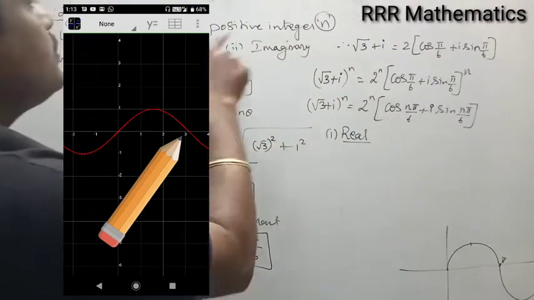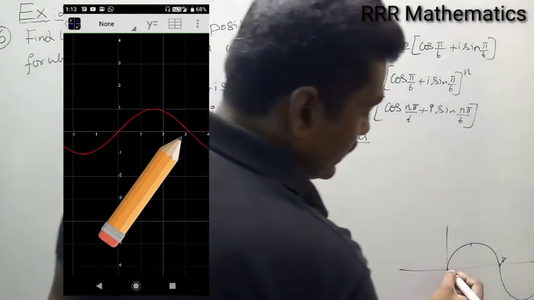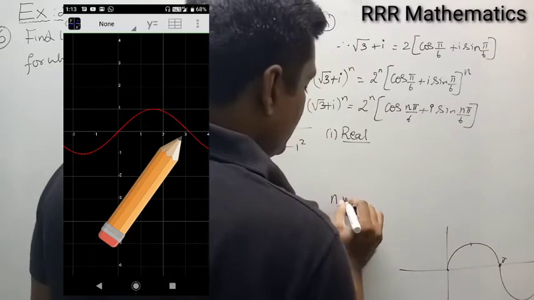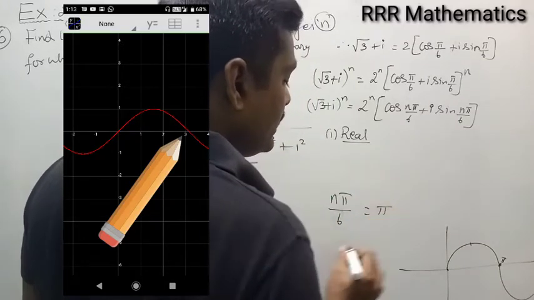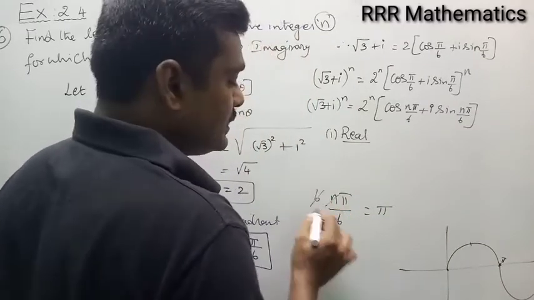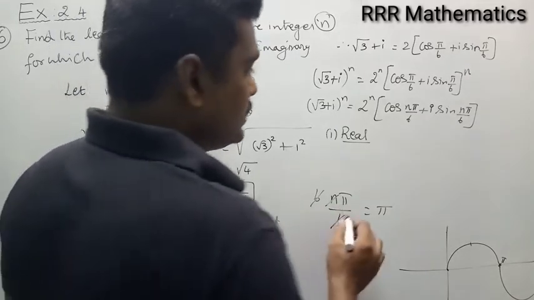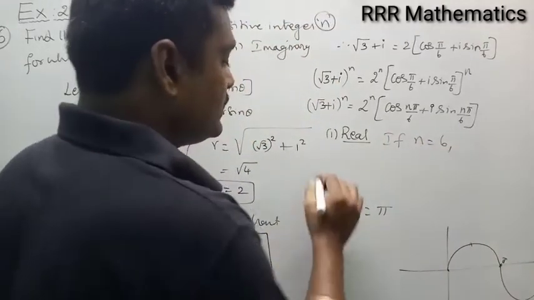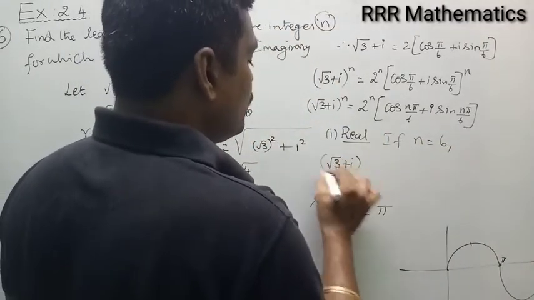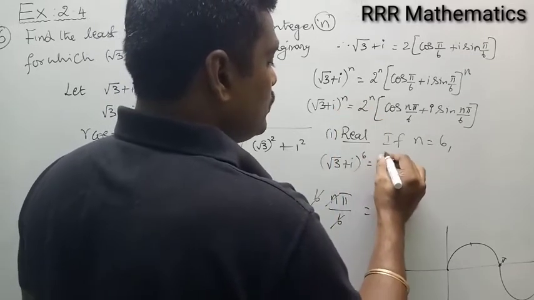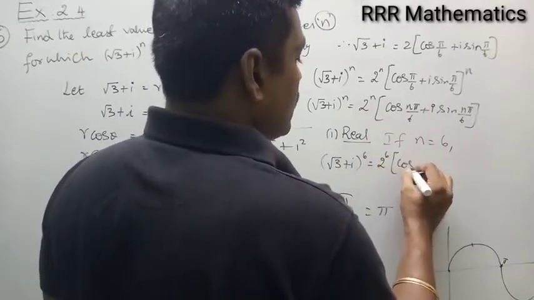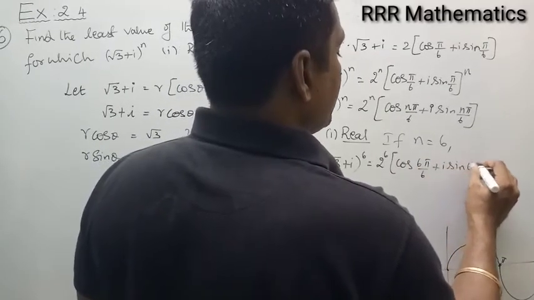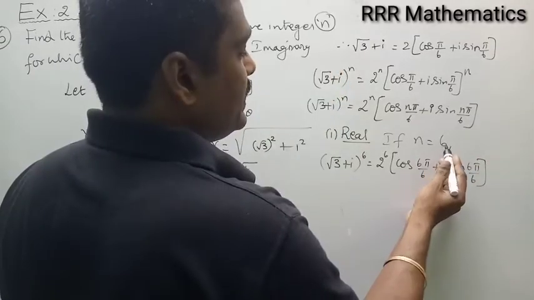But they are asking for the least positive integer, so I cannot choose 0 here. So it will be 180 degrees. When this n pi/6 becomes 180 degrees, when you put n as 6, the 6s cancel, and I get pi. So if n equal to 6, (root 3 + i) to the power 6 is 2 to the power 6 (cos 6pi/6 + i sin 6pi/6). Replace n equal to 6.